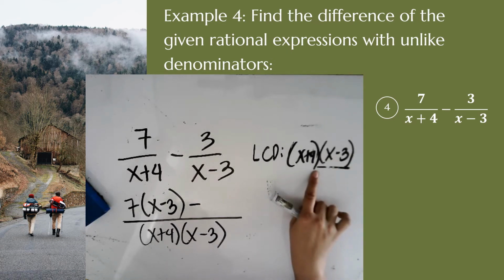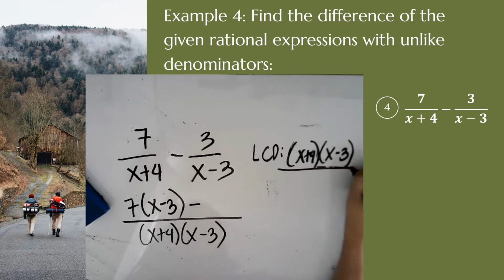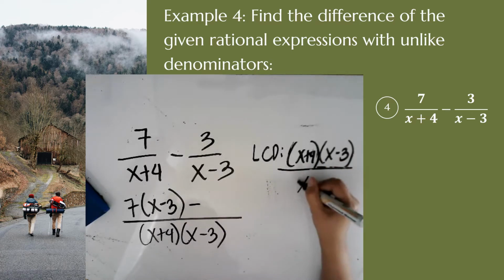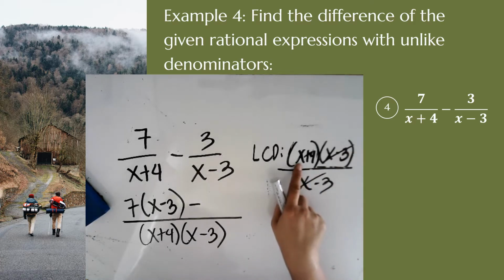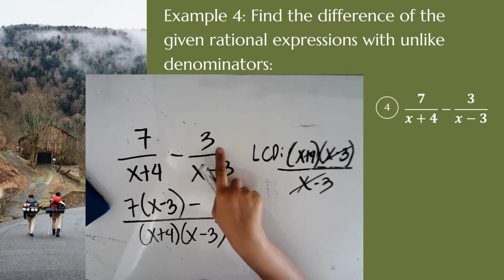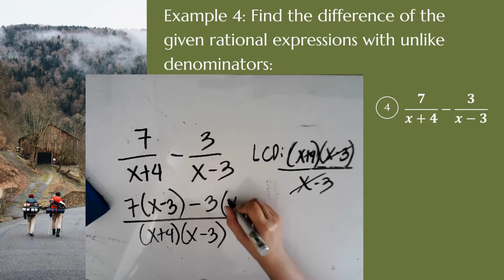LCD divided by the second denominator. So again, this is the LCD divided by the second denominator, x minus 3. So cancel, we will have x plus 4, and then we are going to multiply it to the second numerator, which is 3. So 3 times x plus 4.